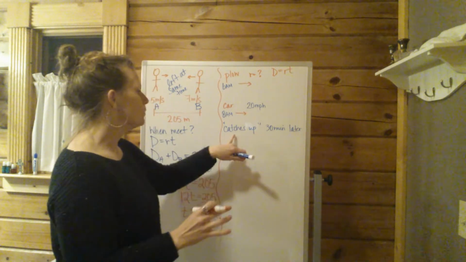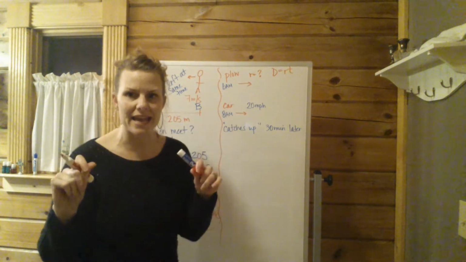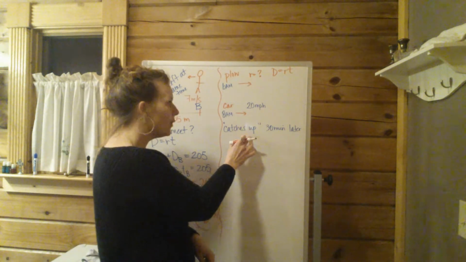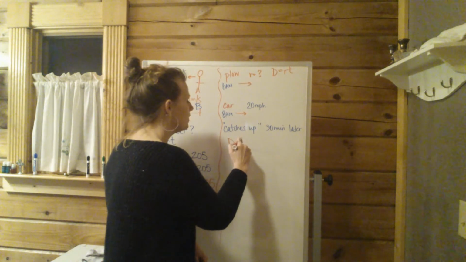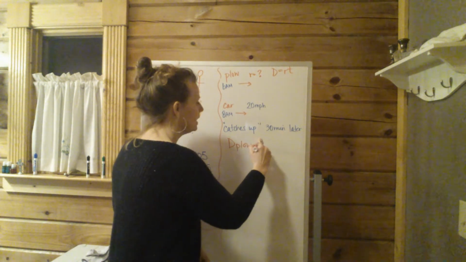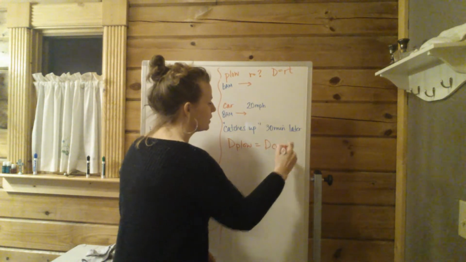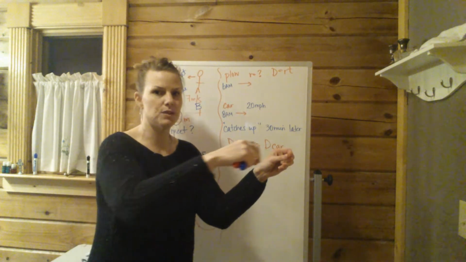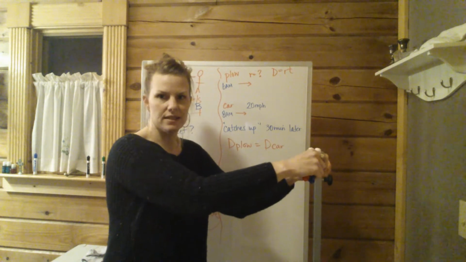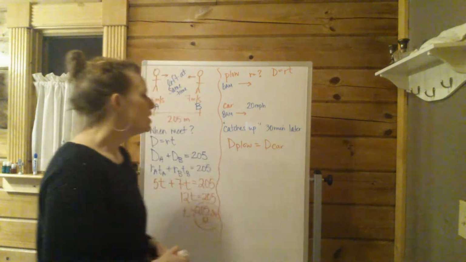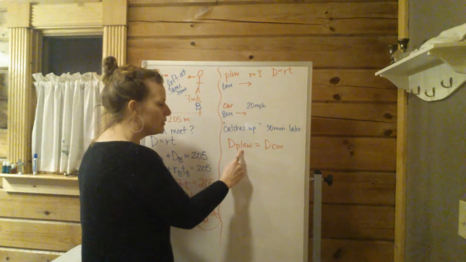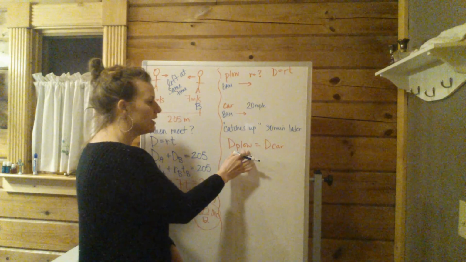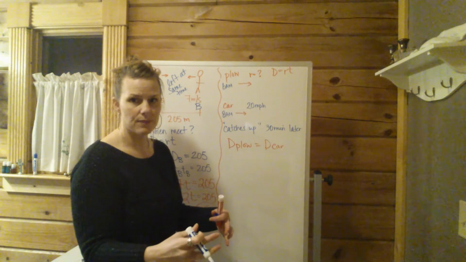Okay, so the word catches up or overtakes or passes, that is all code for the distance of the plow equals the distance of the car. Because if the plow's going here and the car catches up to him, they've gone the same distance. Okay, that's what that means. So now we have the plow distance equals the car's distance. Now we can represent their distances with their rates and times, okay?